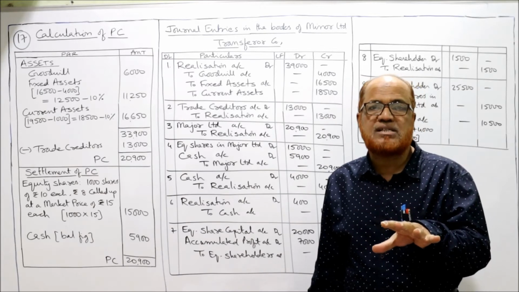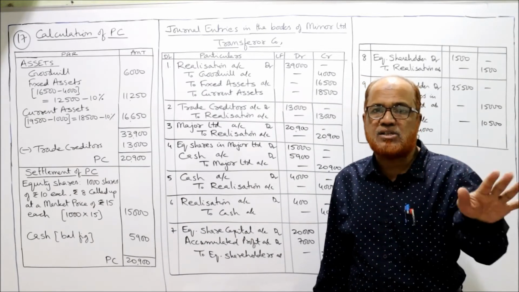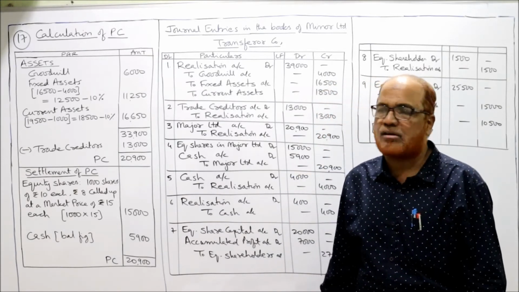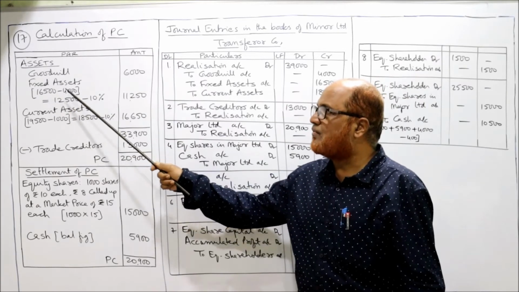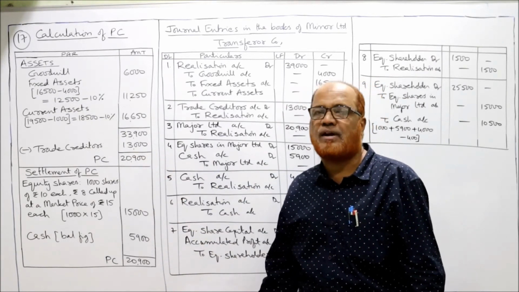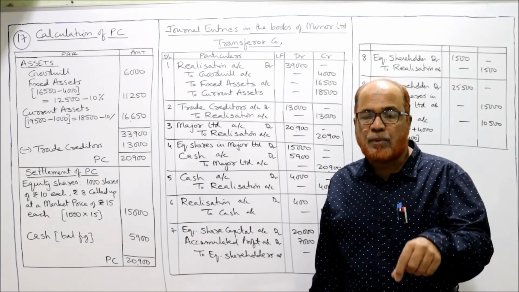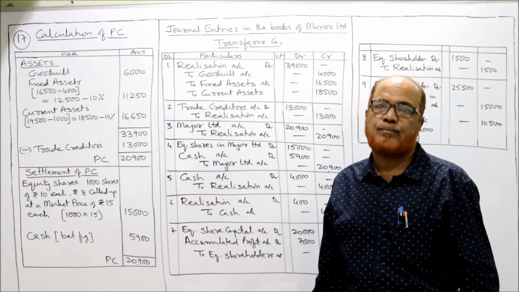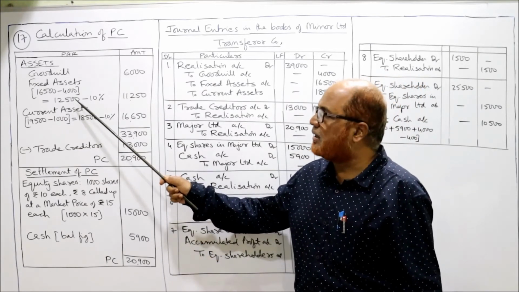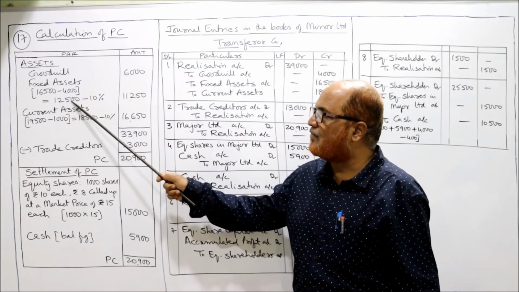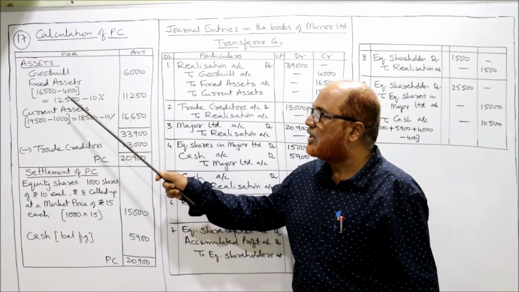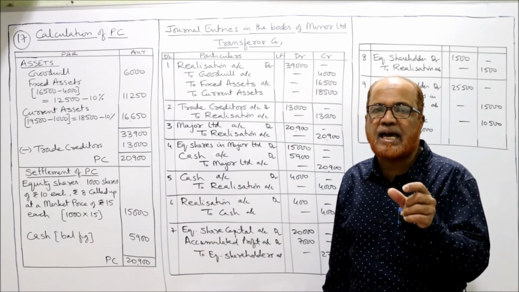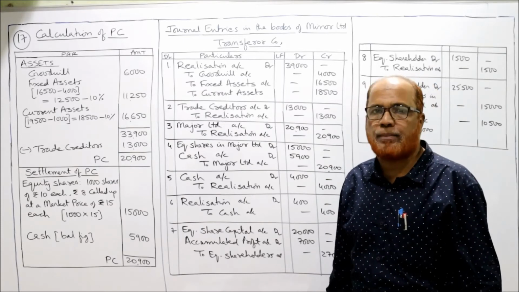In this total fixed asset of 16,500, one fixed asset is not taken. 4,000 rupees worth of fixed asset is not taken over by Major Limited. So 16,500 minus 4,000, the remaining amount is 12,500. This is the book value. And in the problem it is given that it is taken over at 10% less than the book value. So 12,500, its 10% is 1,250. Subtract 1,250, you will get 11,250. This is the agreed value of fixed asset taken over by Major Limited.